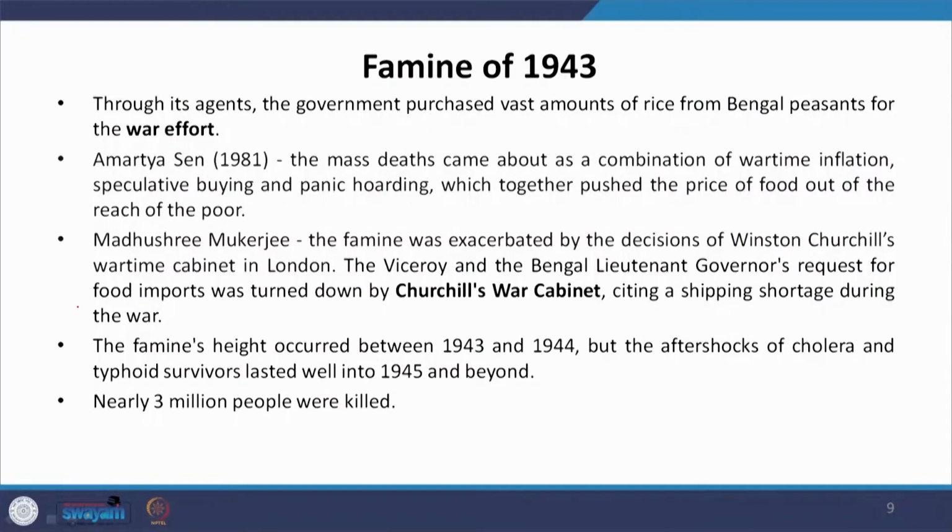Madhushree Mukherjee, another critic, would say that the famine was exacerbated by the decisions of Winston Churchill's wartime cabinet in London. The Viceroy and the Bengal Lieutenant Governor's request for food imports was turned down by Churchill's war cabinet, which cited a shipping shortage during the war. The famine's height occurred between 1943 and 1944, but the aftershocks of cholera and typhoid survivors lasted well into 1945 and beyond. Nearly 3 million people died as a result of the 1943 famine.